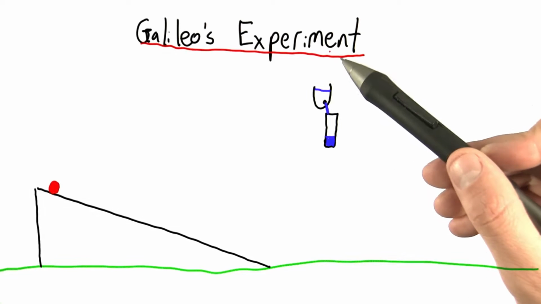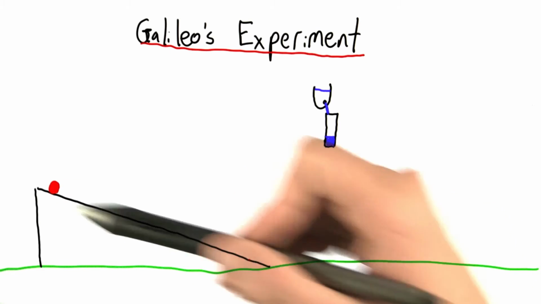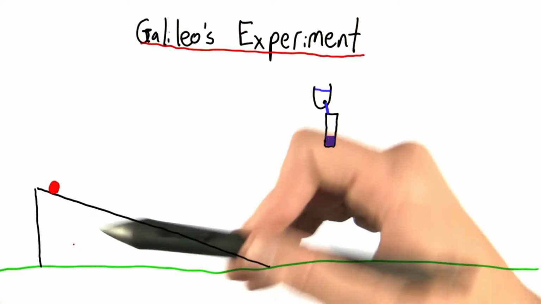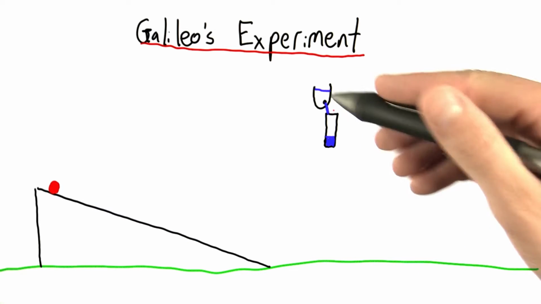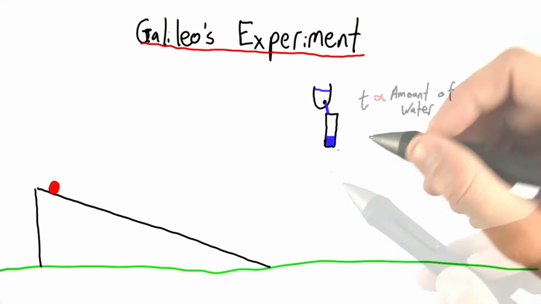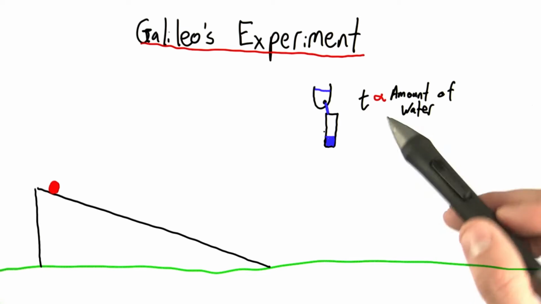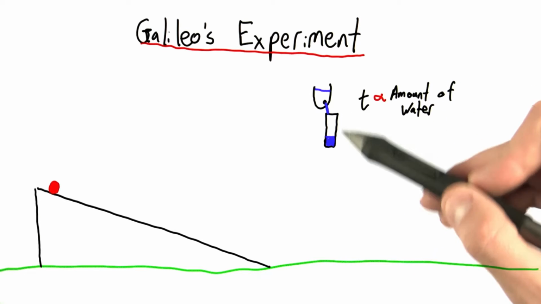Let's go back to the experiment. We know he used an inclined plane to roll balls for the purpose of slowing down the motion, and we know he used a water clock to measure time. Even though this water clock couldn't measure seconds, he did know that the time this clock measured was proportional to the amount of water collected in this collecting device.